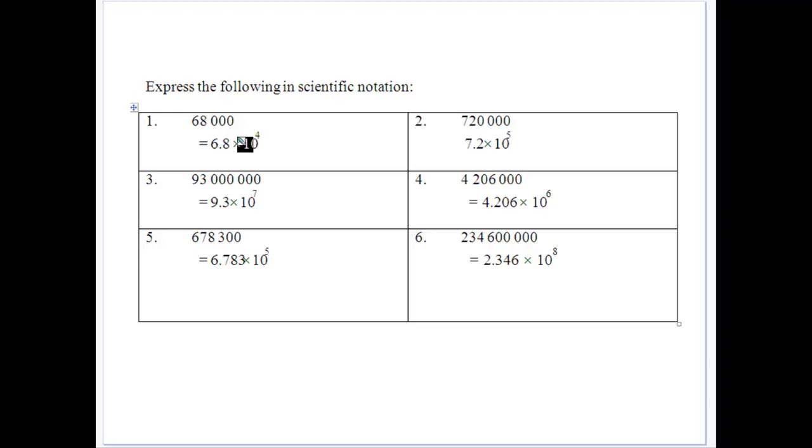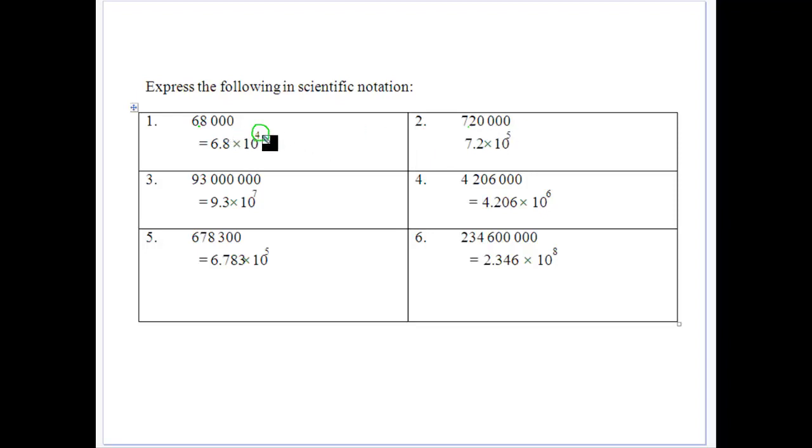So writing these in scientific notation. If we're looking at 68,000, our number has to be 6.8, because the number we write is going to be between 1 and 10. How many decimal places do we move to do that? That tells us how many we put in our power. We moved our decimal place 4 places to the left there, so it would be 10 to the power of 4. With 720,000, again we go with the 7.2 there, and we've moved 5 decimal places, so we get 10 to the power of 5.